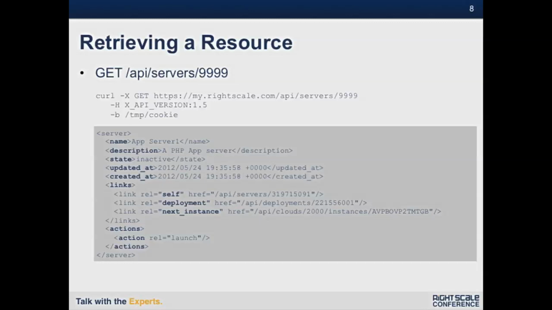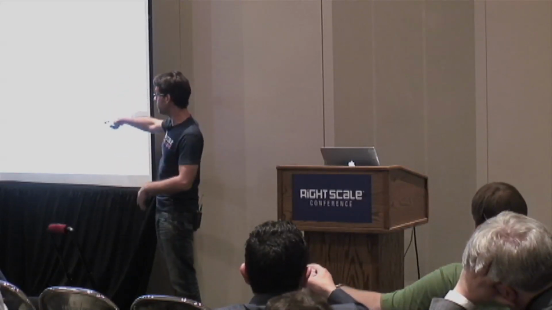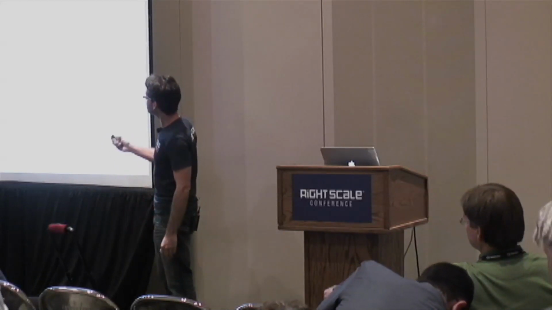And then in this server, I can do launch action. I can do launch action because the state is inactive, so therefore it makes sense. This server is inactive, I can launch it. If this server was operational, I would get things like terminate or other things like that. So that's retrieving a resource.